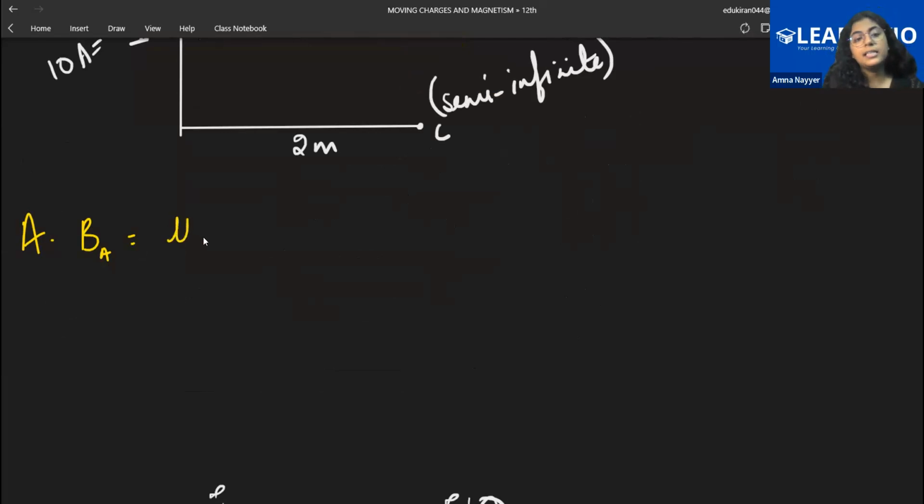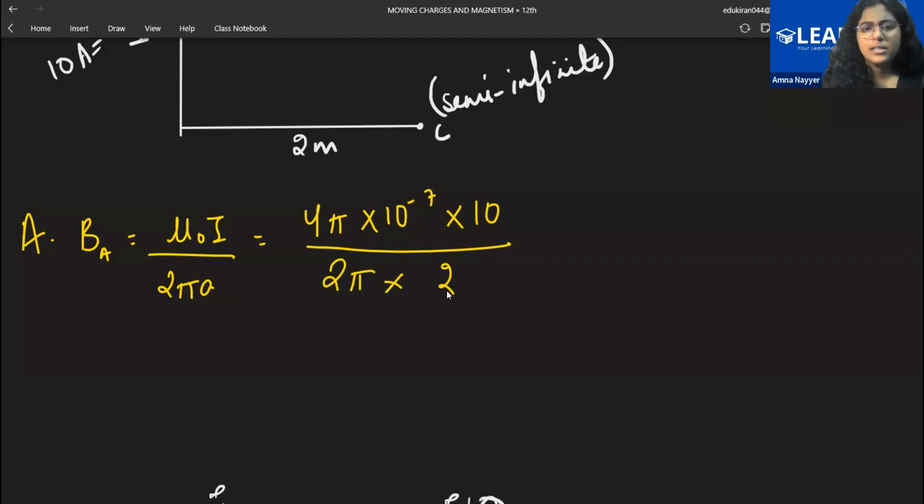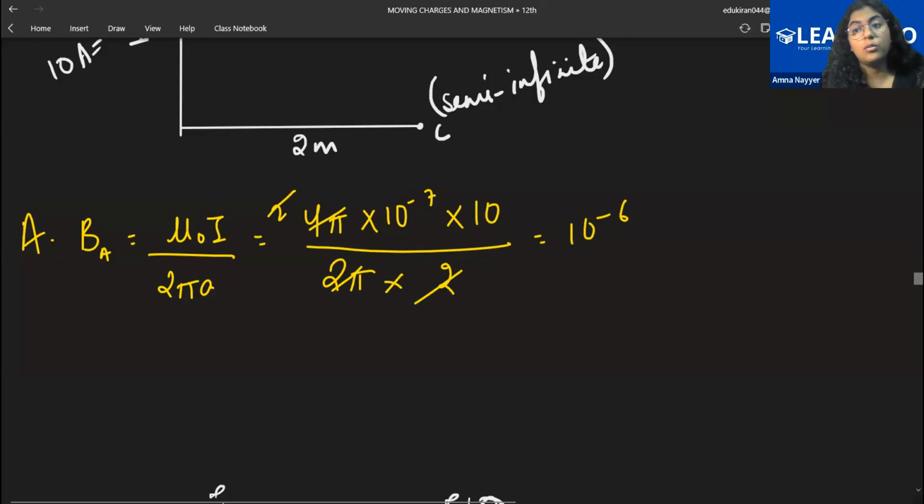See, this is mu naught I divided by 2 pi a. So class, mu naught is written as 4 pi into 10 to the power minus 7. Current is written as 10 amperes here in this question. I have told you, I think, mu naught is equal to 4 pi into 10 to the power minus 7. Have this in mind. And then this is 2 pi and a. What is the separation? 2. So 2 pi, 2 cancelled. So 10 to the power minus 6. Now, this is incomplete without the direction.